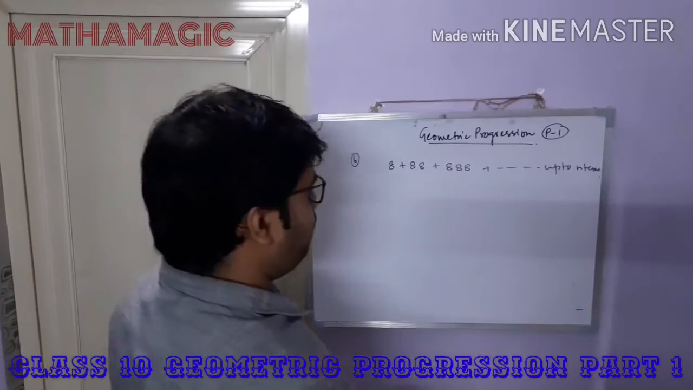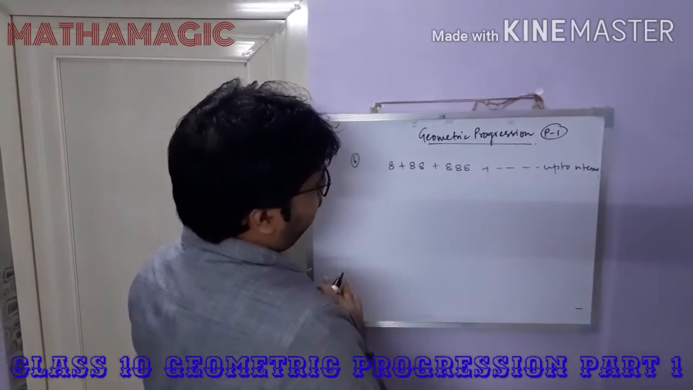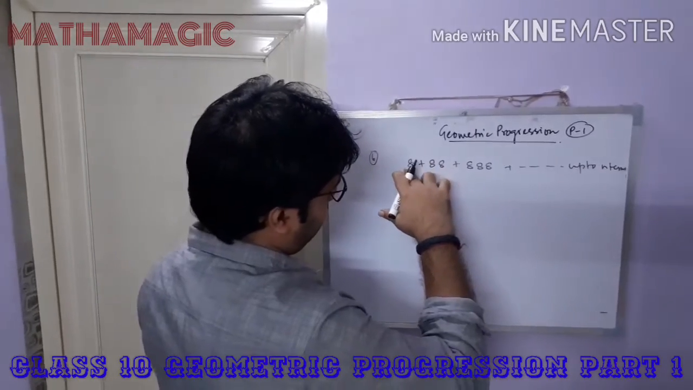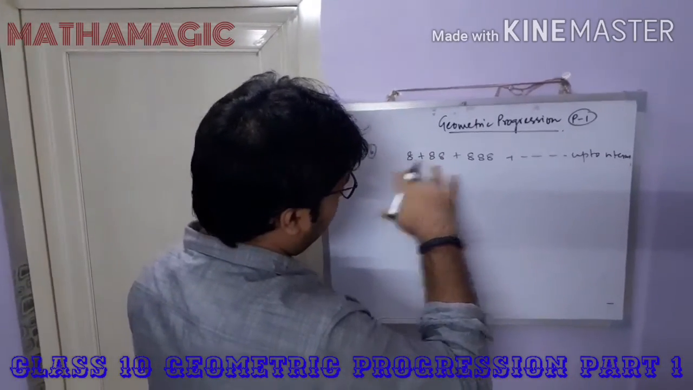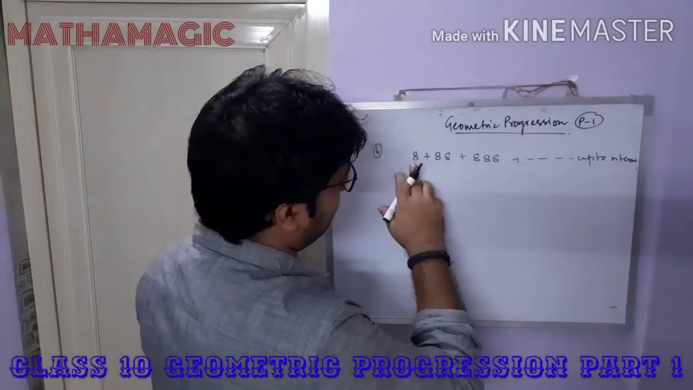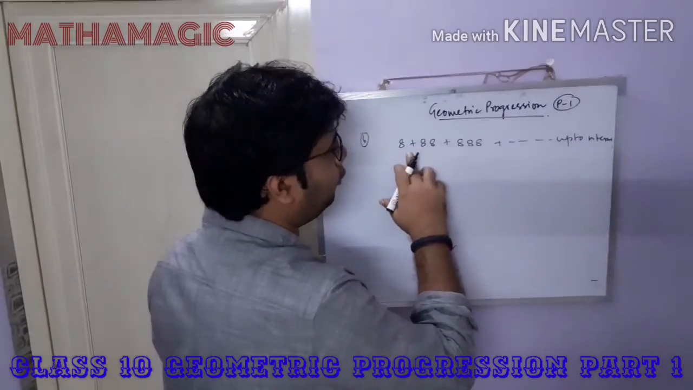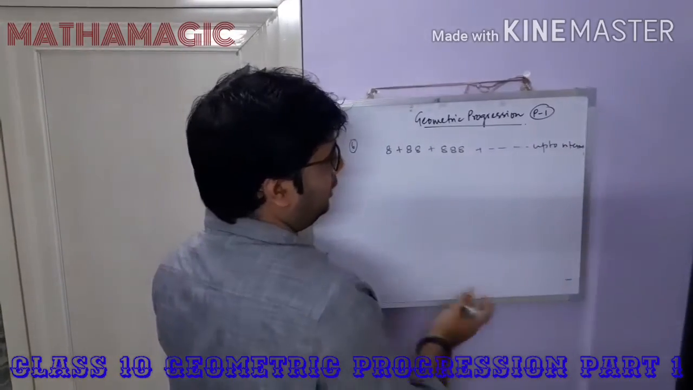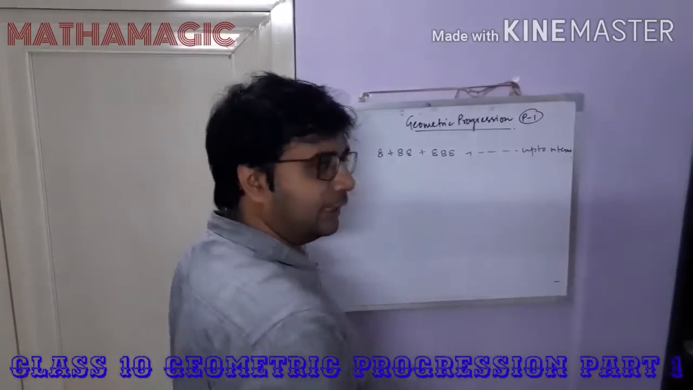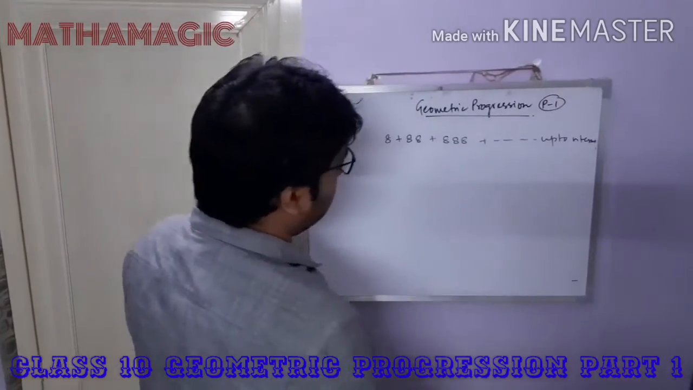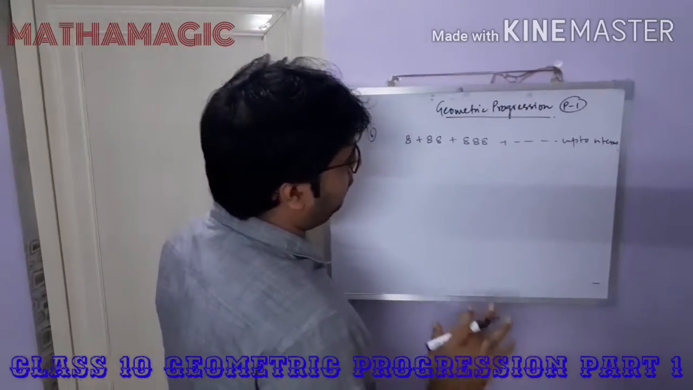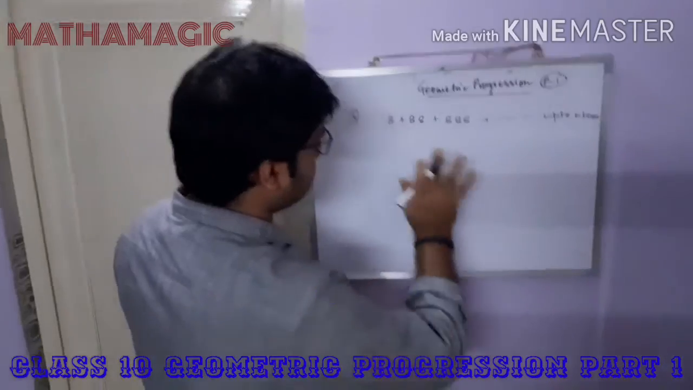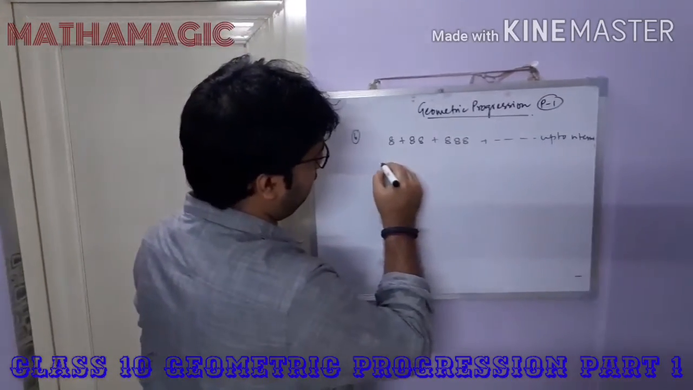Now in order to solve this kind of problem, you may get it in different formats. Like you can get 4 plus 44 plus 444, you can get 3 plus 33 plus 333, you can get 0.1 plus 0.11, like this also. Nothing to get worried about. All the problems will be solved by the same technique which we'll be using for solving this problem.